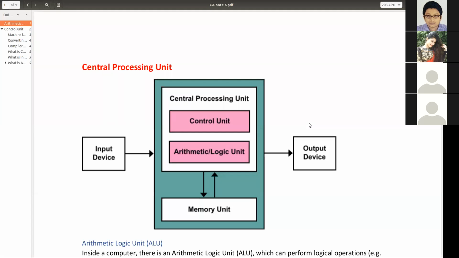Up to this part you need to know, you do not need more than that. So this is basically the function of the CPU's own memory, that is the memory unit.